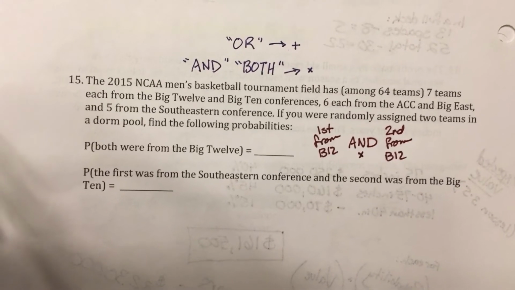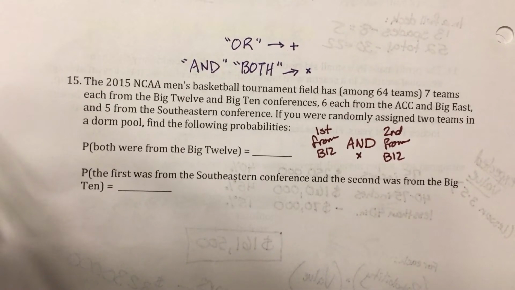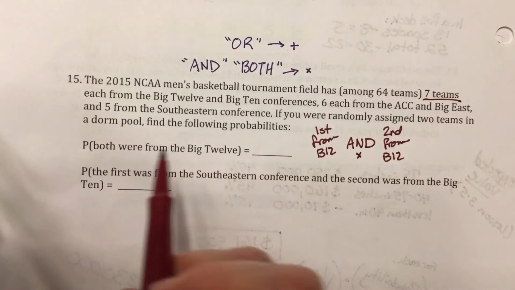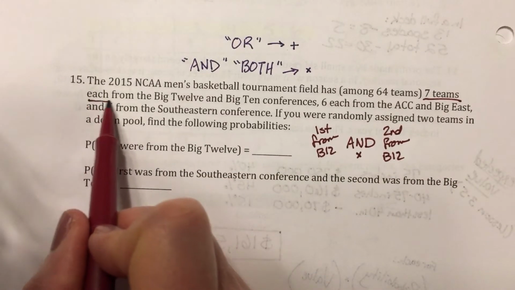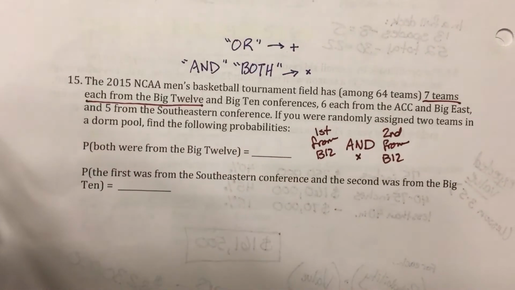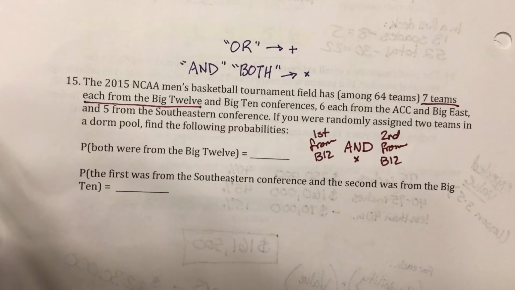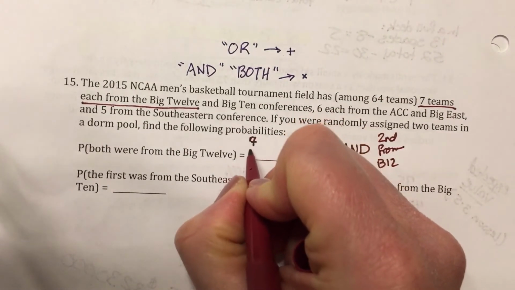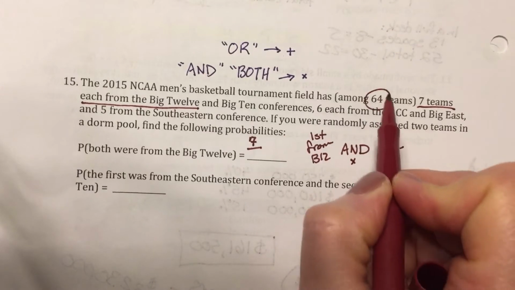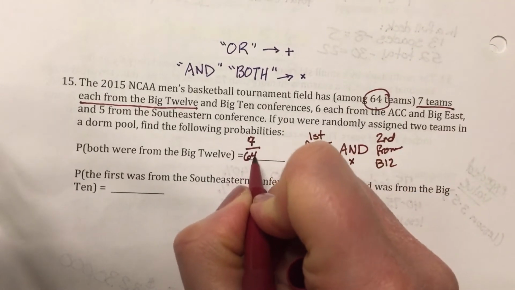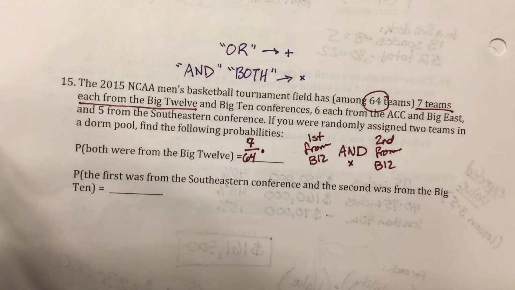So how many teams are there in the Big 12? Well, there's 7 teams from the Big 12. So there's 7 out of a total of 64. Then we're going to multiply.